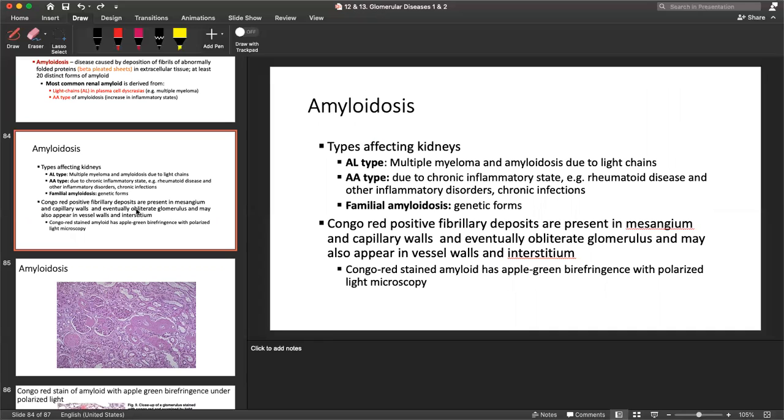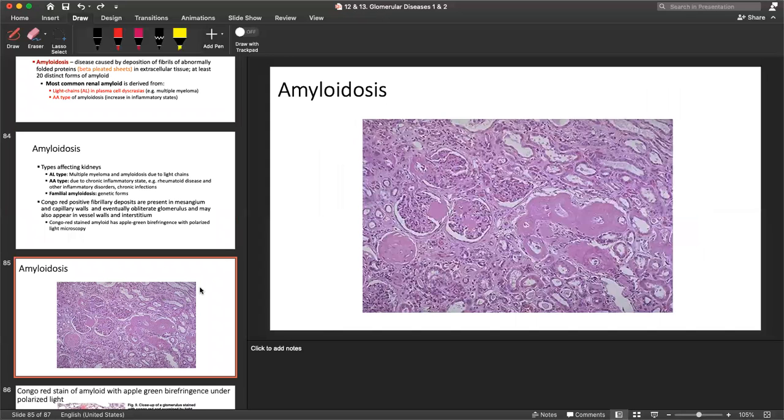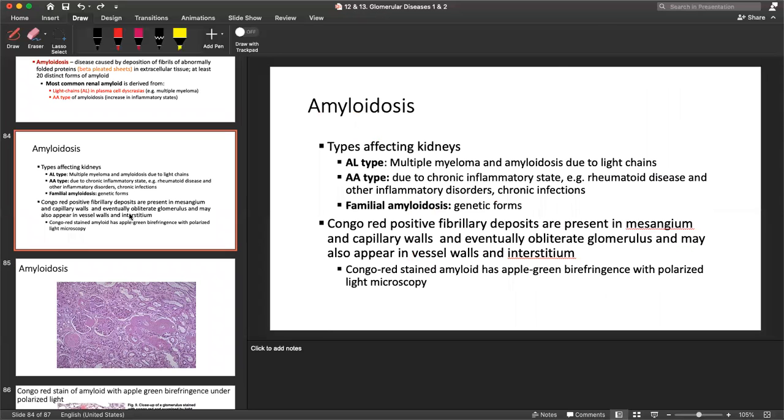And there's two types. There's AL and AA. AL would be like multiple myeloma. AA is in inflammatory states, and then there's also a familial form. So here's our amyloidosis that you can see. Remember, always important: Congo red stain, apple green, birefringent with polarized light microscopy.